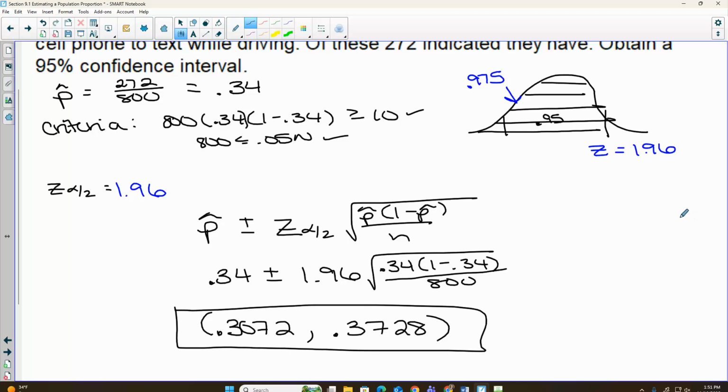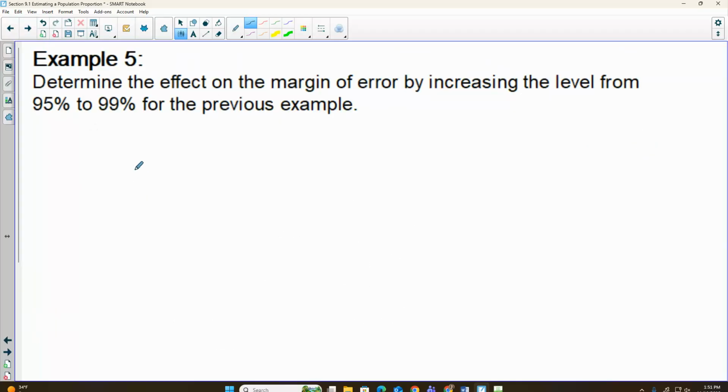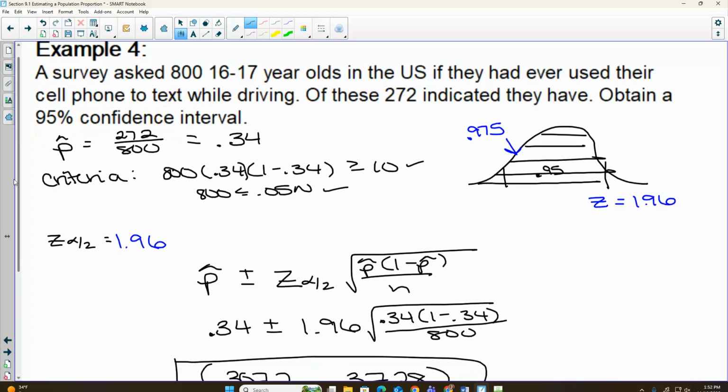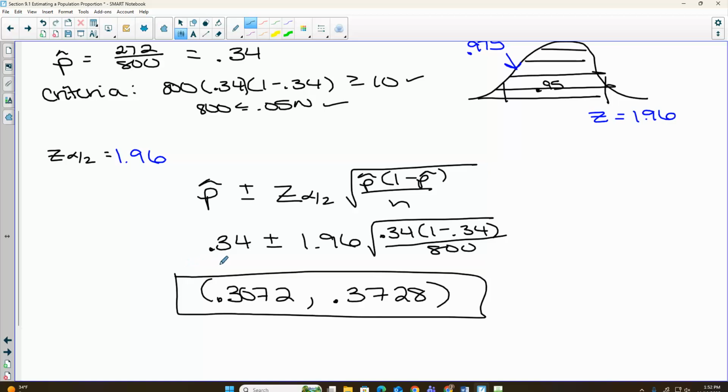So this isn't too bad to do by hand, but it is something our calculator can do for us as well. So I would like to show you how to use your calculator to get this. If I want to determine the effect on the margin of error by increasing the level from 95% to 99% on the previous example, we already found the 95. If I were going to change it to 99%, it would just change my z, right?